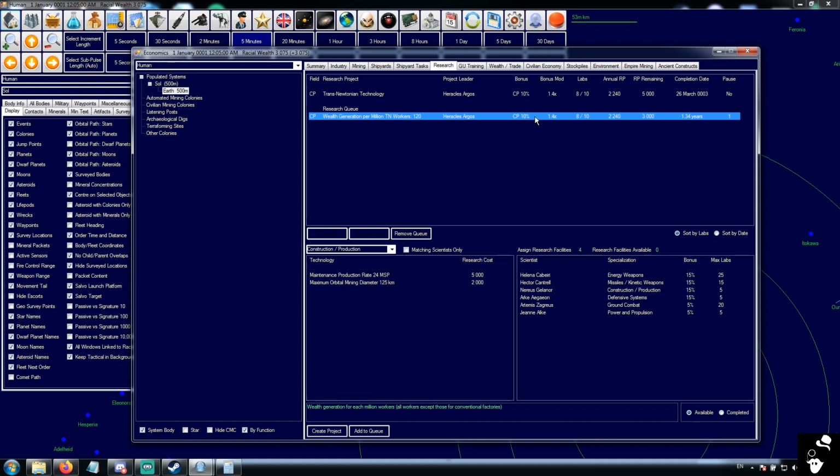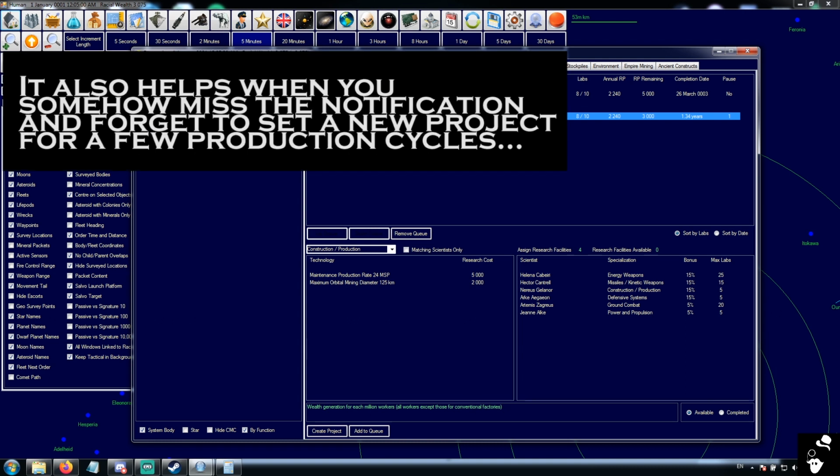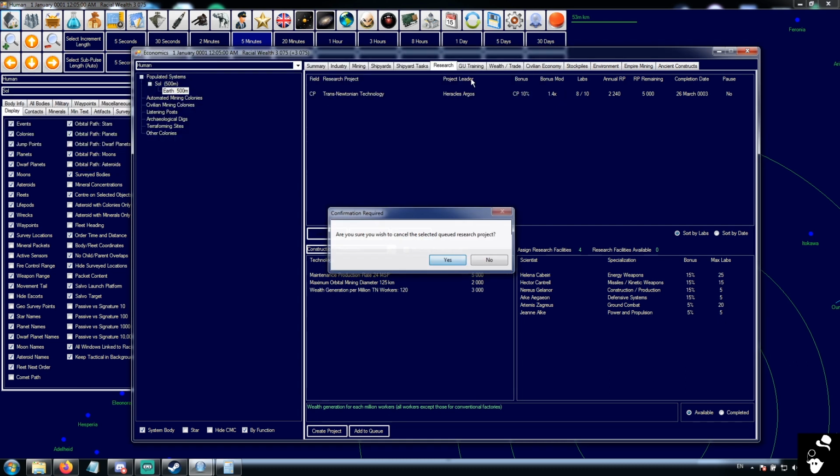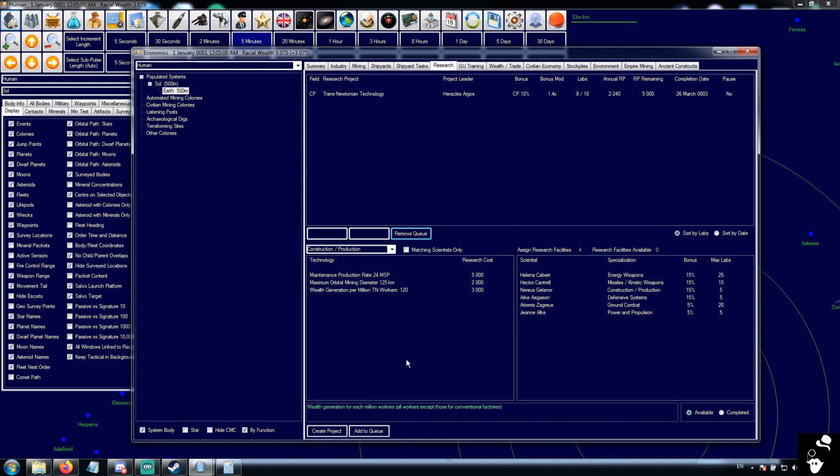If they finish and they don't have a queued project, any overflow is lost, which is why you always want to have something queued, even if you don't particularly want it there, right? You always want to have something queued on the back of every scientist working on a project. Always. Even if you don't care about what's actually in a queue, you always want to have something there. Otherwise, you're just wasting research points. So, yeah. Always have something queued.